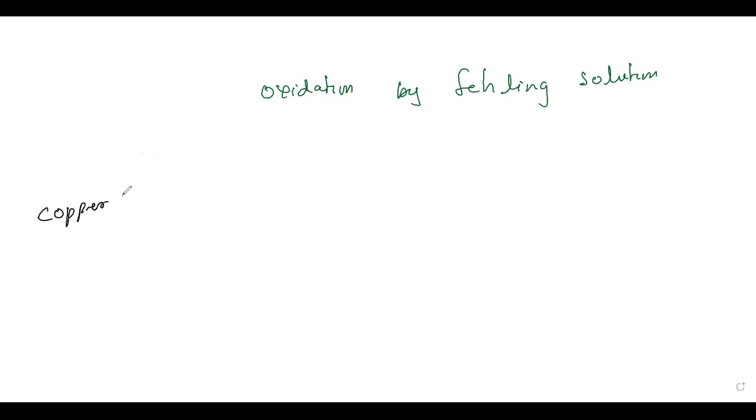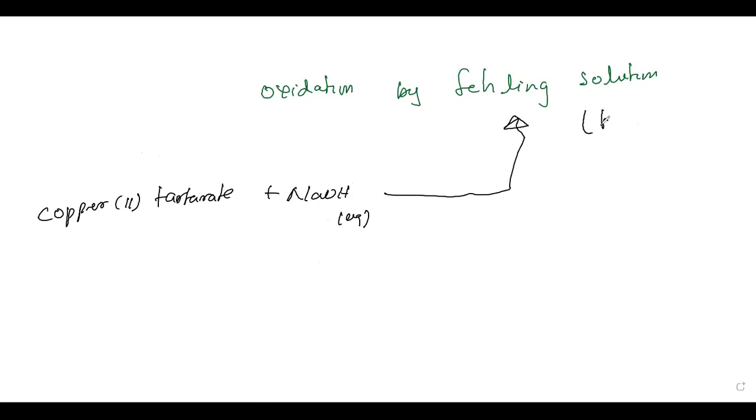Copper II tartrate. Okay? With sodium hydroxide aqueous solution is giving the Fehling's solution. So actually what is happening? The color of the Fehling's solution is dark blue.